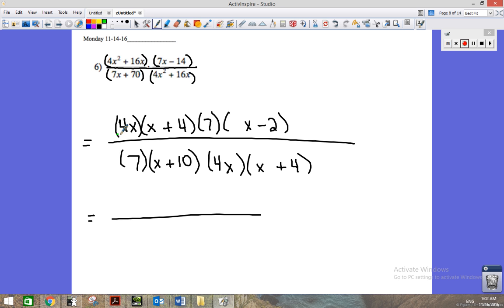I see a 4x divided by a 4x gives me 1. I see an x plus 4 divided by an x plus 4 gives me 1. And I see a 7 divided by a 7 gives me 1. Now, the x minus 2, I don't see an x minus 2 down here, and I can't come in and cancel the individual terms. So in my numerator, what I have left is x minus 10.